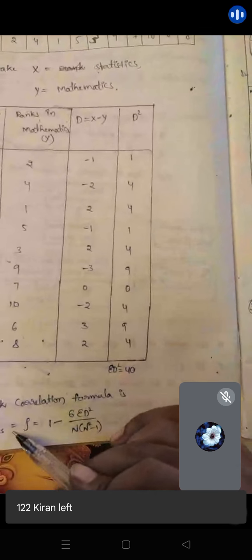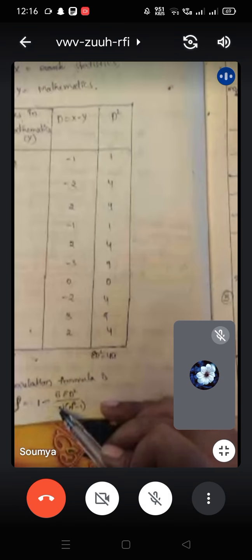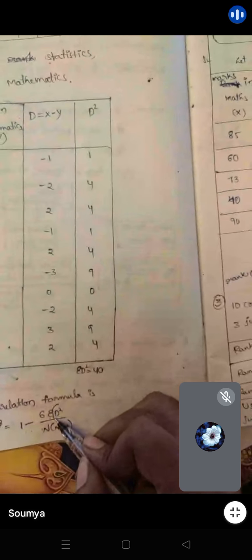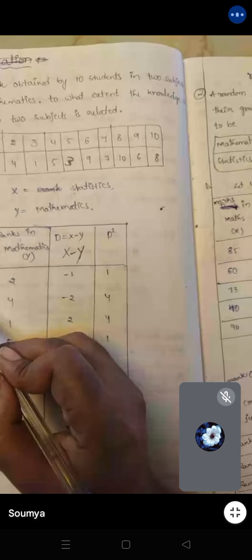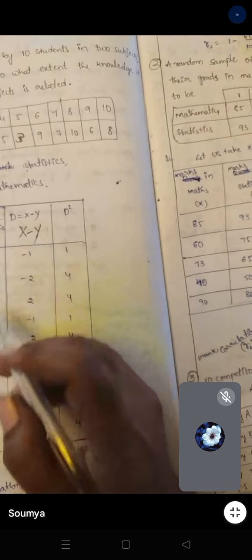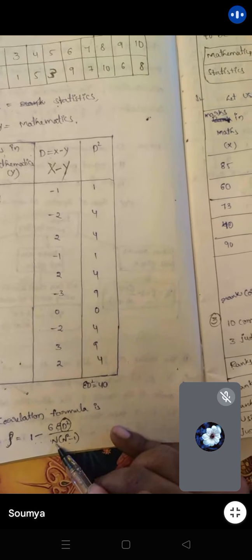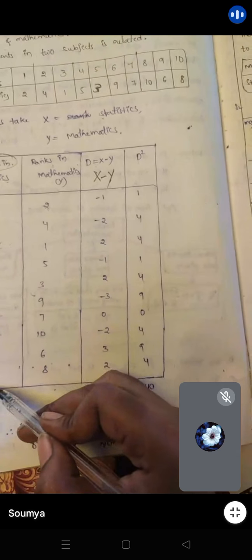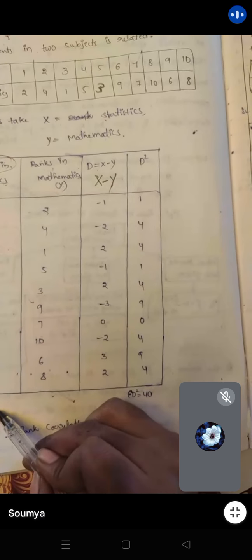So the formula is rank correlation, or we denote it as rho, equals 1 minus 6 summation d square by n into n square minus 1. This d is nothing but the deviation, capital X minus capital Y. If we take the subtraction of this, you will get d. And what is n? The number of observations. We have 10 already. They gave 1 to 10, so n equals 10.